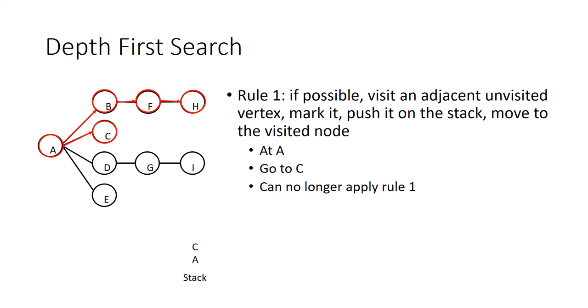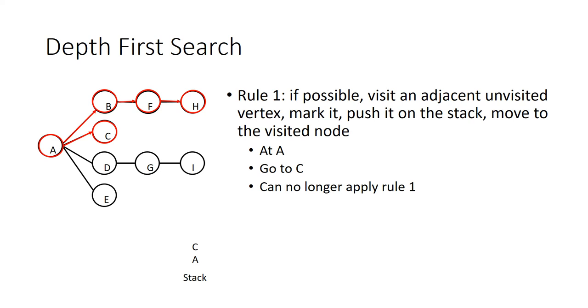And where can we go? Well, we're at A. Where can we go that's not already visited? Well, one possibility is we can go to C. Once again, these rules would work if we made a different decision. If we had visited D or E instead, the rules still would have worked. But we'll visit C, mark it, push it on the stack. And now we ask the question, is there any place else I haven't visited? And the answer is no.